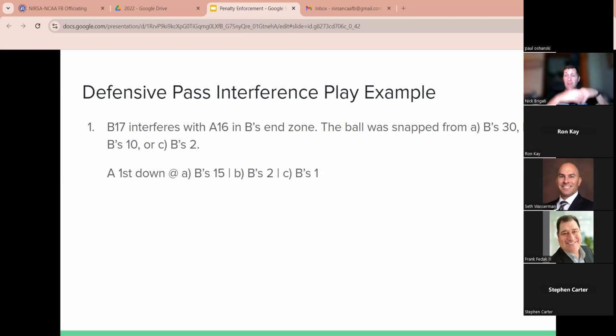That is correct. The enforcement of the penalty to the 2, or half the distance to the goal, is not considered enforcement from the spot of the foul, but rather from the previous spot. So in the situations that Nick mentioned, where the previous spot was the left hash and the pass was incomplete with interference to the right corner, we would still go back to the previous spot to enforce the penalty from, in the second case, the 10 down to the 2, or in the third case, from the 2 to the 1. So thanks, Nick, for throwing that in there. I appreciate that.